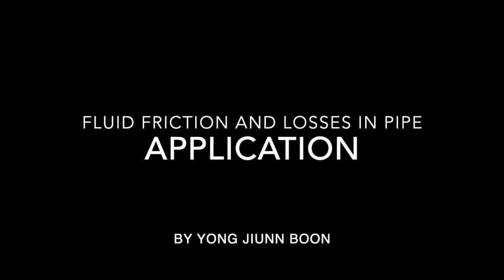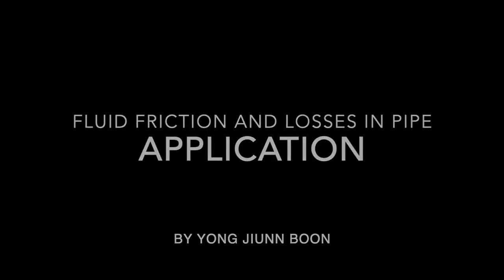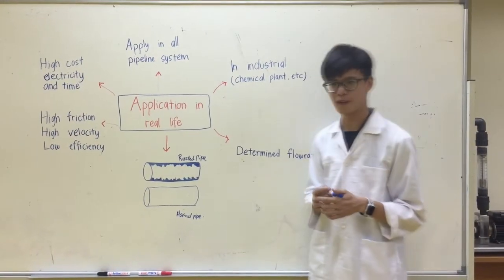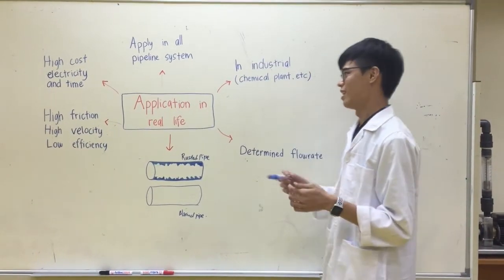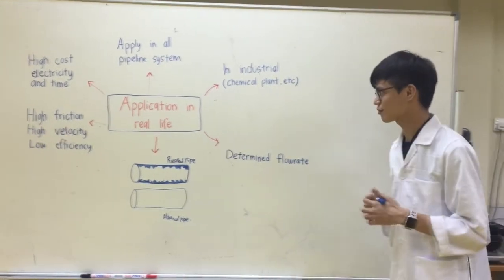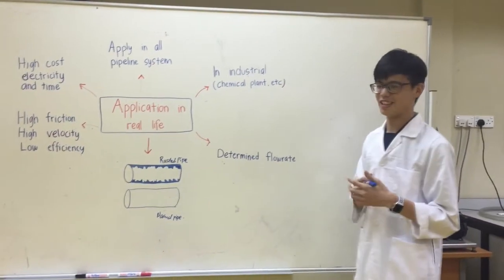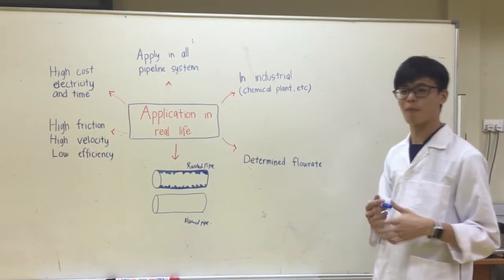So for the overall experiment, the data has been taken for 3 sets. So now I will talk about fluid friction and losses in pipe application in our real life. So in industry, such as chemical plants, there's a lot of pipe.